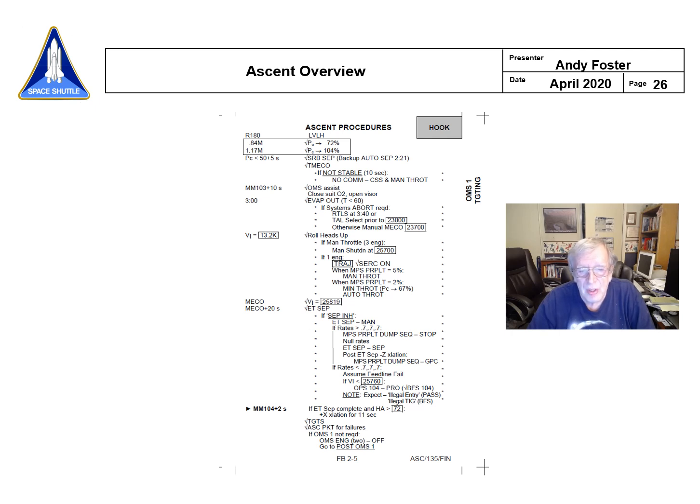Roll to heads up is here. This is the manual throttle stuff we don't worry about in this lesson. And then MECO 25.819, MECO plus 20, ET SEP, what to do if you get a SEP inhibit, which we never saw. And then major mode 104 plus 2 seconds, plus X translation, and targets and ascent, and so forth, so on. OMS engines off, because it's a direct insertion flight.